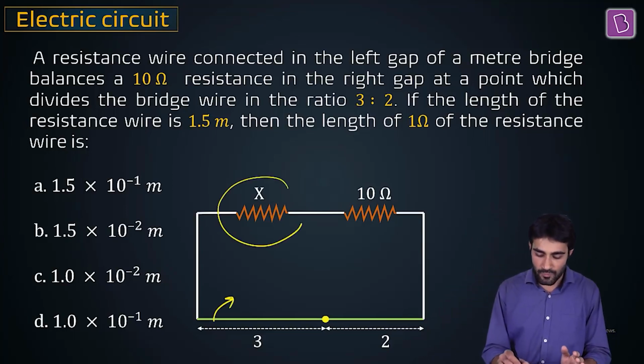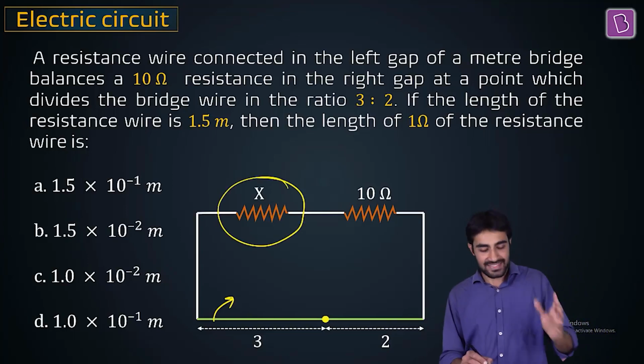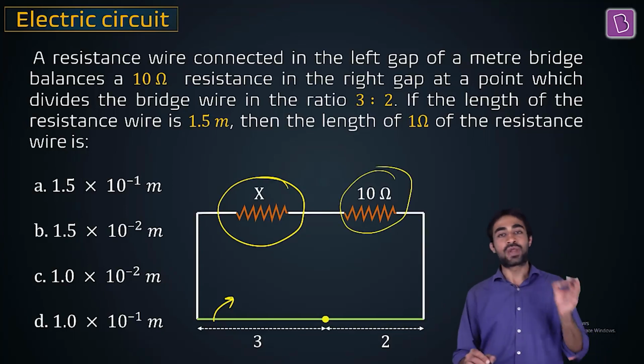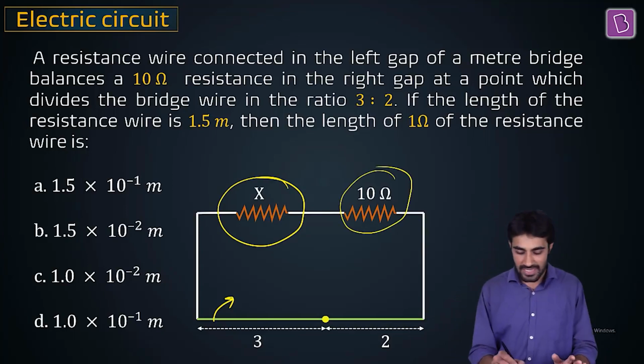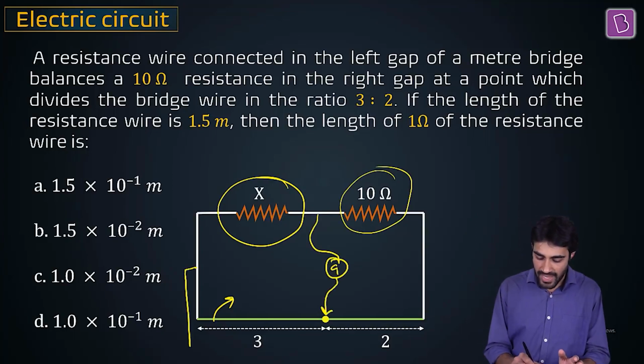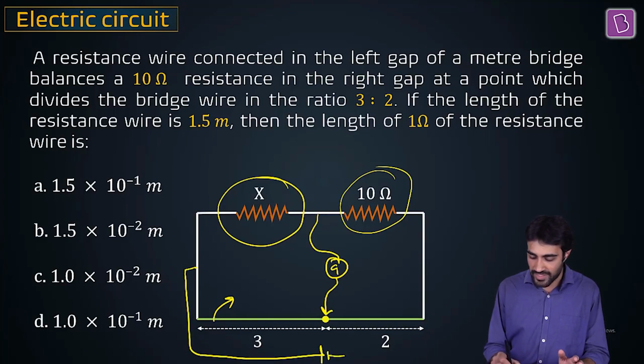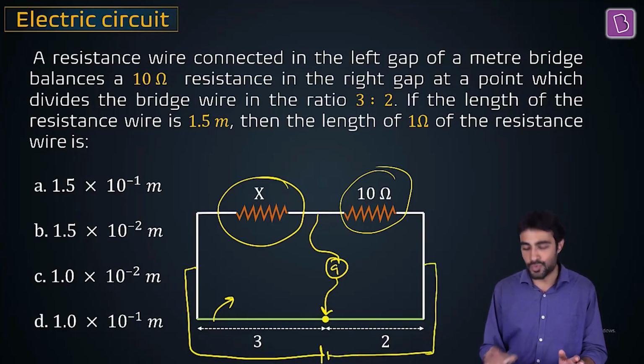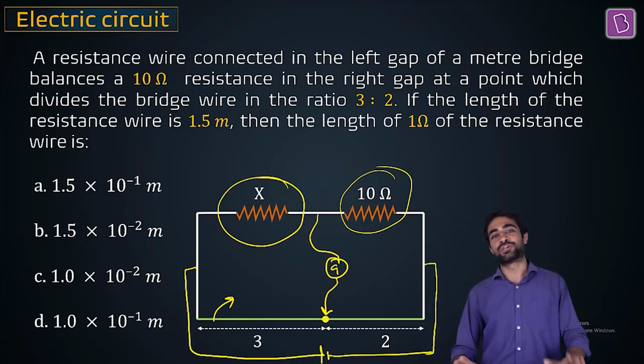And this unknown wire of resistance, let's say X, is connected to the left side, and this 10 ohm is on the right side of the meter bridge. Now we have a balancing point. The reading of the galvanometer becomes 0 when we have the meter bridge wire divided in the ratio of 3:2. So this is the first line of the question.